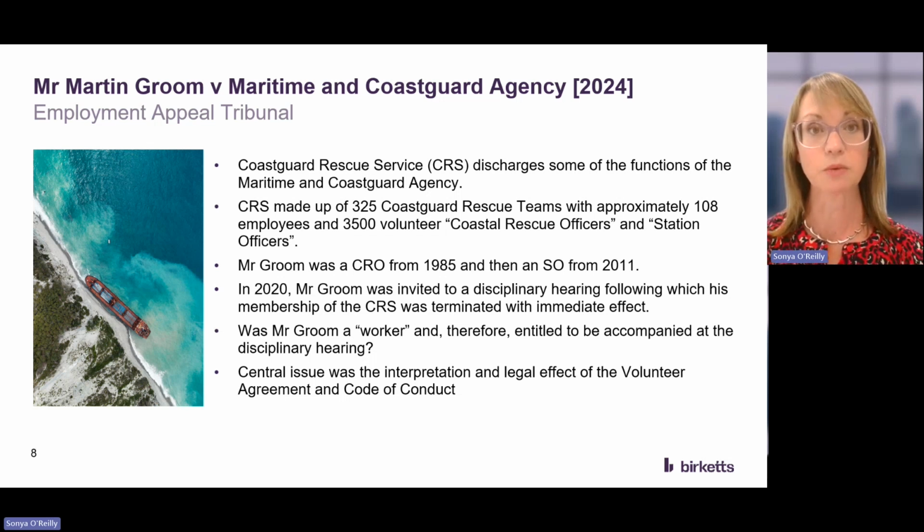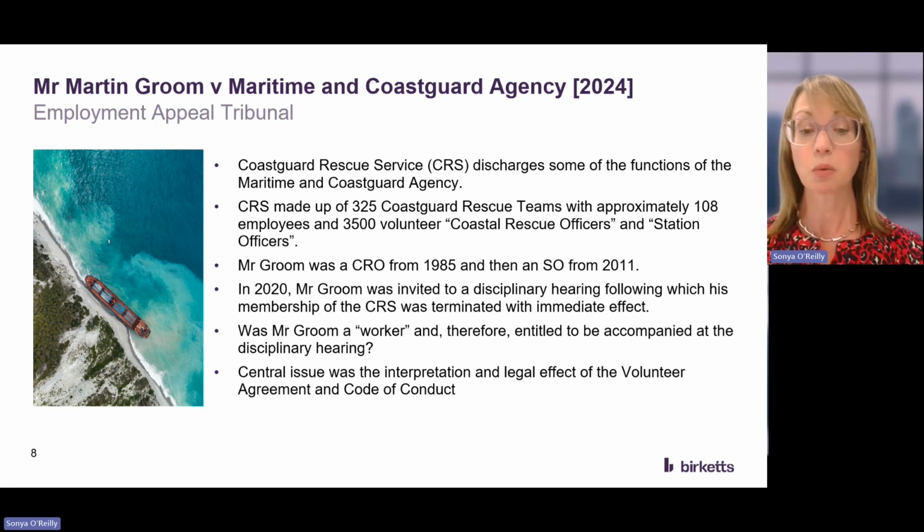He wanted to show that he was actually a worker and therefore entitled to a variety of protections, one of which would have been the national minimum wage for the time he'd worked. But also, particularly, he was claiming the right to have been accompanied at a disciplinary hearing, which is a right that only attaches to a worker or indeed an employee in those sorts of hearings.